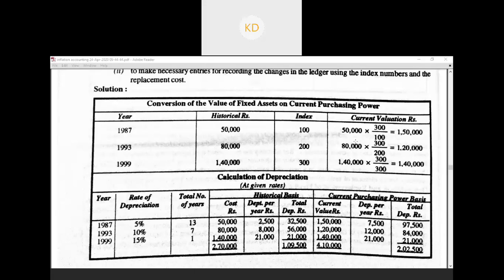It means here I have the current value. Converted value is 50,000 into 300 by 100, 1 lakh 50. 80 into 300 by 200, 1 lakh 20. And then I have 1 lakh 40. So here you can see on the CPP method, depreciation will be done on this 1 lakh 50, on 1 lakh 20, on 1 lakh 40.